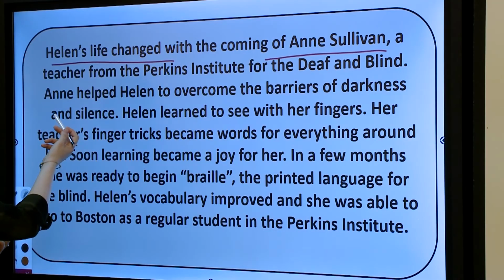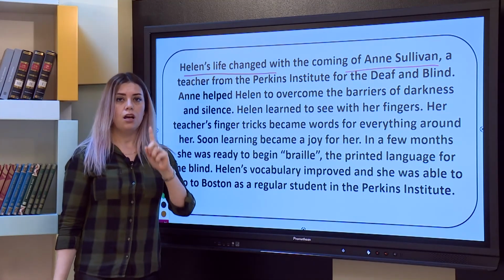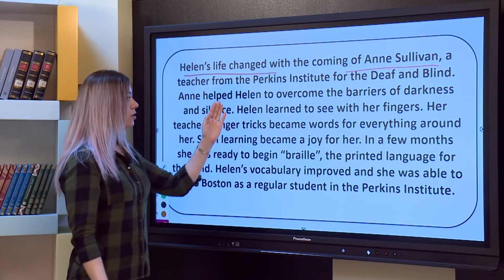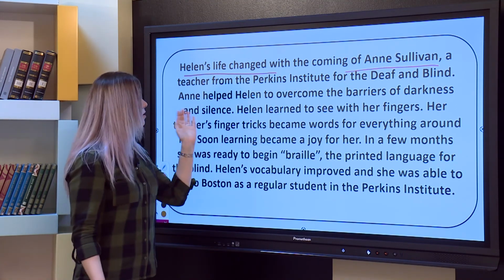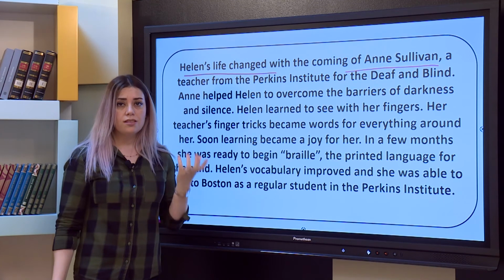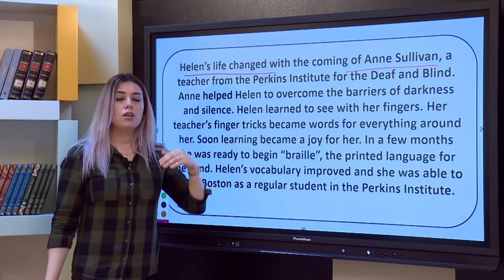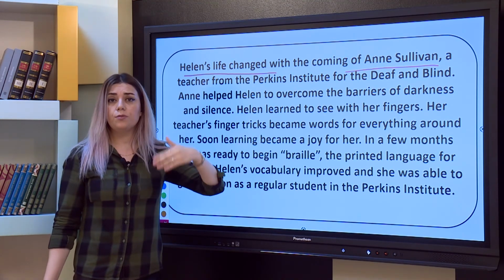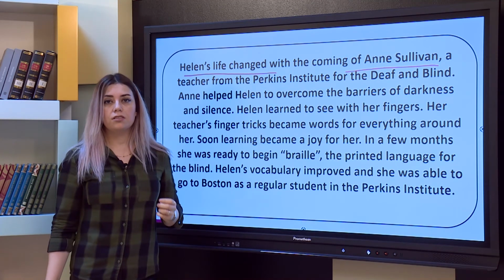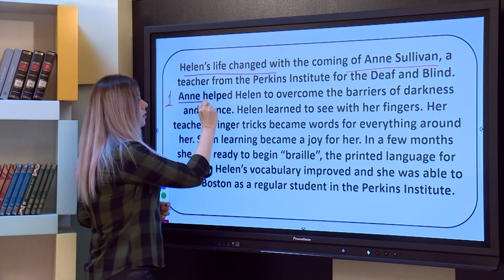First, Anne helps Helen to overcome the barriers of darkness and silence. So first supporting detail, how did her life change? Her teacher helped her to overcome the barriers of darkness and silence. It means that she couldn't see, she couldn't hear, but her teacher helped her to overcome those barriers, to proceed improving despite having these problems. So this is our first supporting detail.